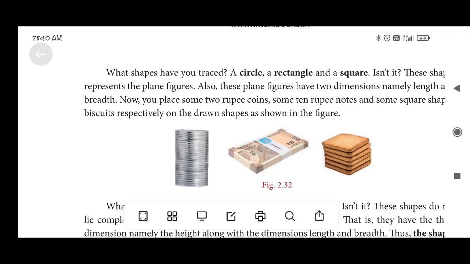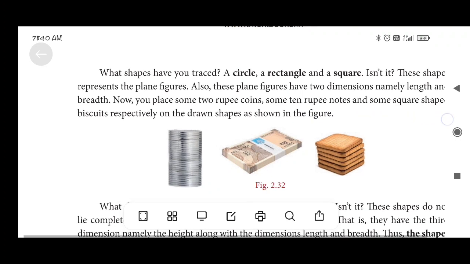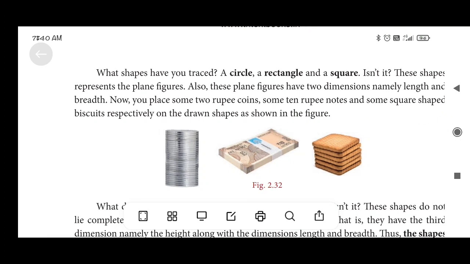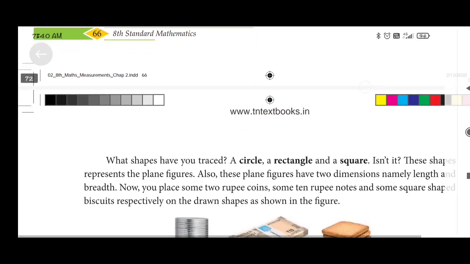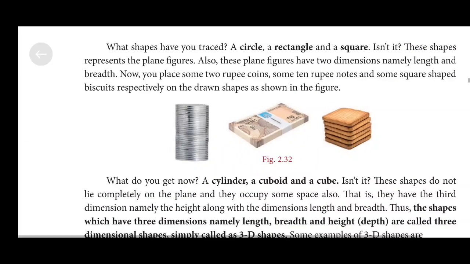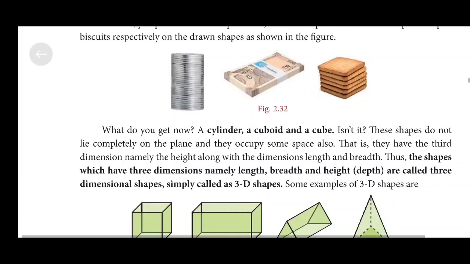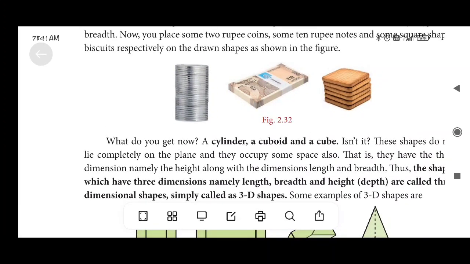Then you place some 2 rupee coins, some 10 rupee notes and some square-shaped biscuits respectively on the drawn shapes, as shown in the figure. Okay, if you see here, only one coin, one note and one biscuit are there. If you place them one by one, you can see the cylinder shape in the coin. In the 10 rupee note, you can see a cuboid. In the biscuit, you can see a cube.